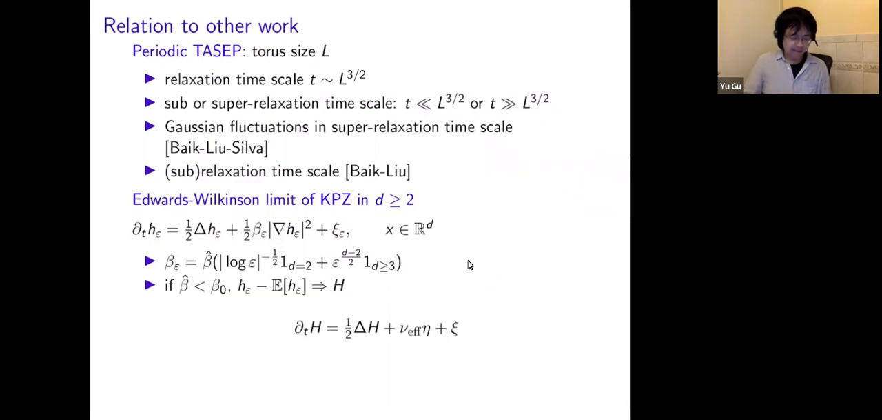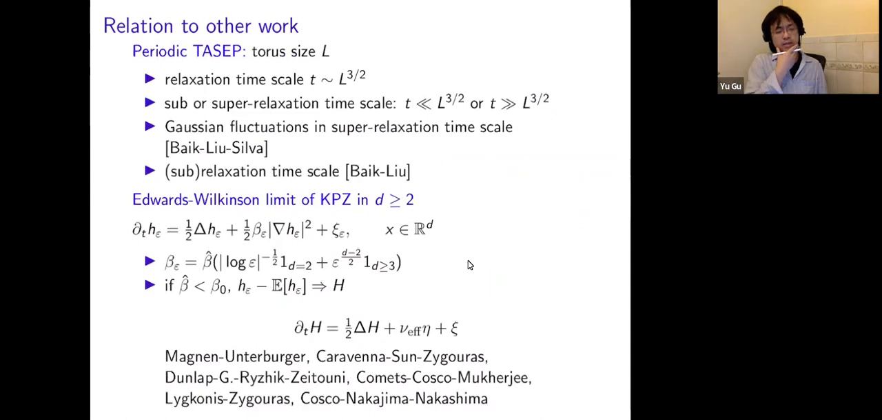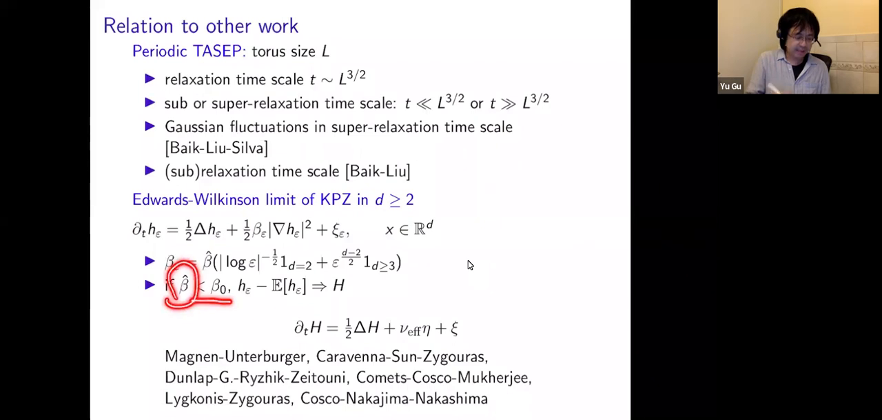Then I still have a parameter here, this beta hat. What is proved in these works is that if this beta hat is small enough, so there's some critical value of beta hat which you can compute explicitly, then you look at the centered interface, and you have convergence to some capital H, and this capital H solves this equation.